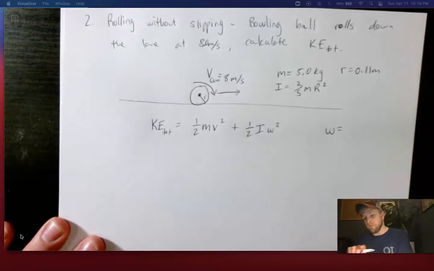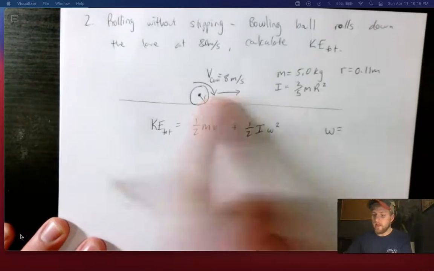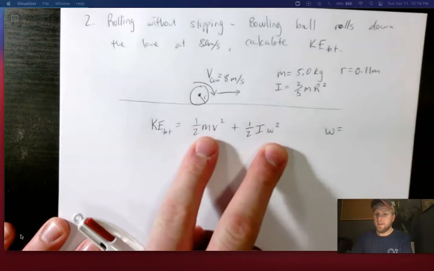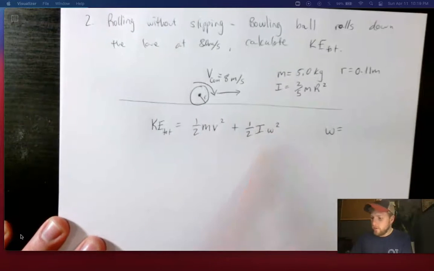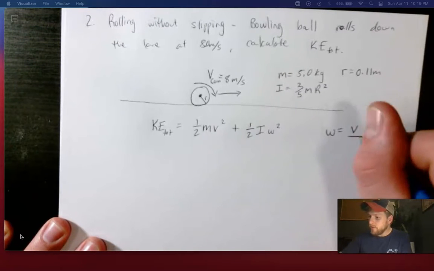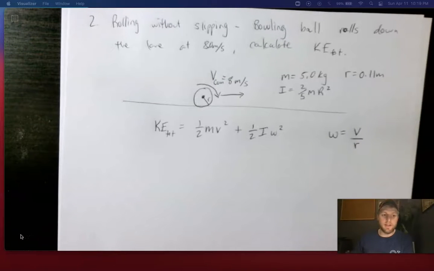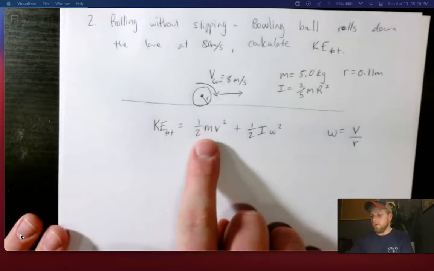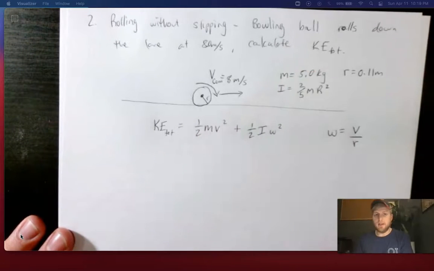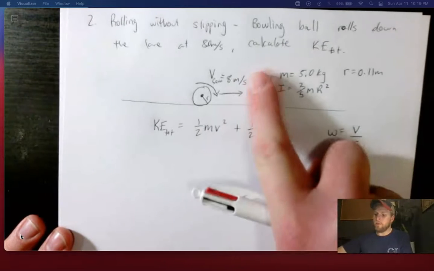This one is both translating, moving in a straight line, and rotating, so we need to use both types of kinetic energy. We've got everything we need. You'll see in just a moment why, but I'm going to remind us that the angular speed of something is just its linear speed divided by its radius. We're going to need that in just a moment. So let's look at the information that we've got. We know 1/2, that's just a constant in both of them. We know the mass of the bowling ball, and we know its speed, 8 meters per second.